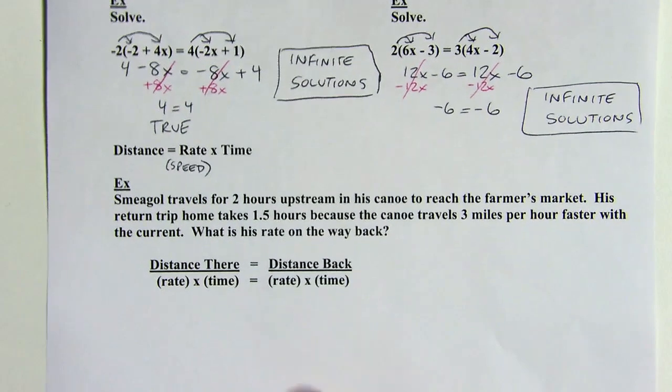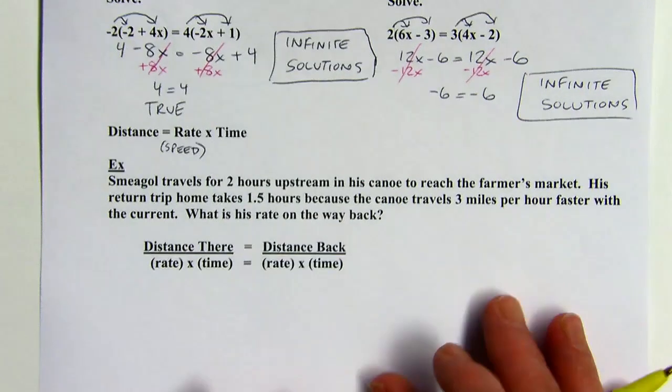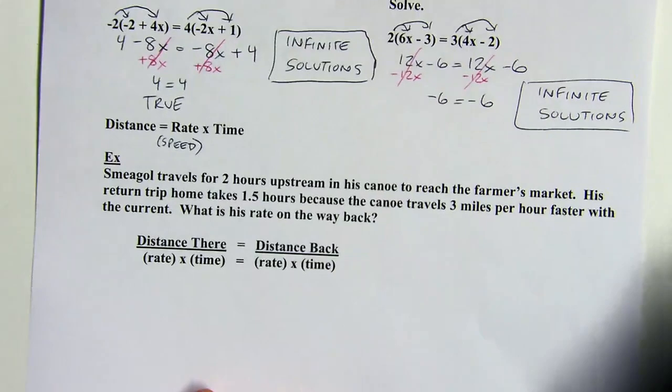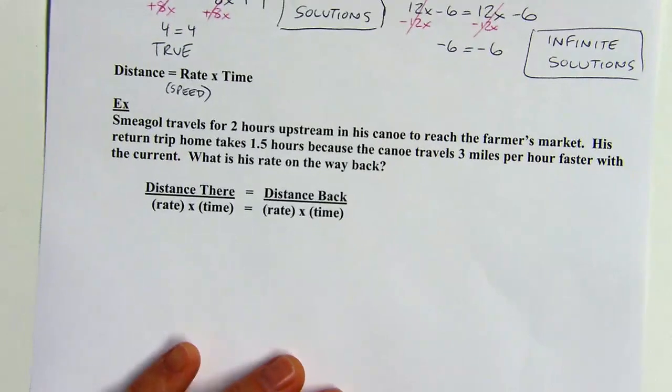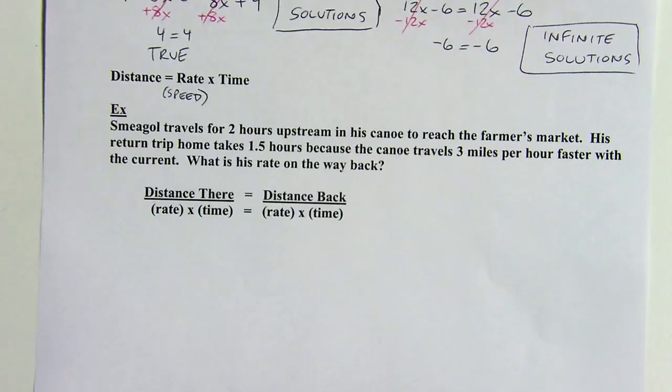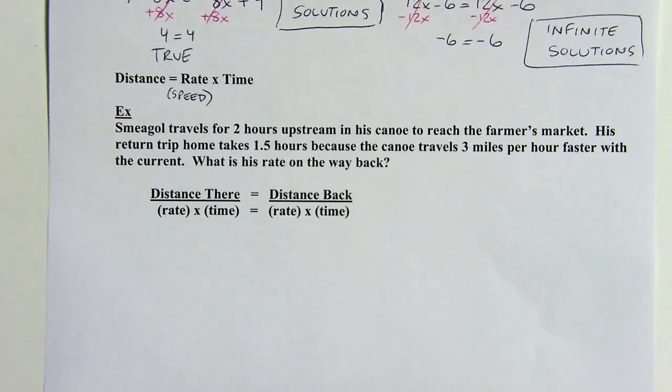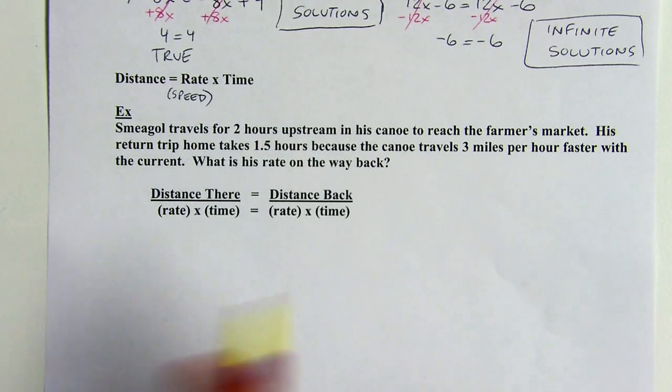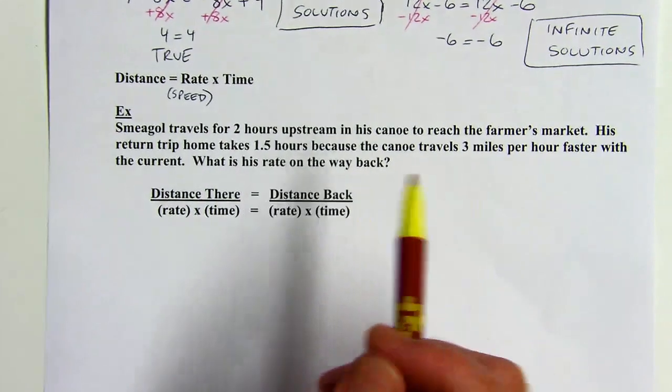All right, so with that in mind, let's take a look at this problem. Smeagol travels 2 hours upstream in his canoe to reach the farmer's market. His return trip home takes 1.5 hours because the canoe travels 3 miles an hour faster with the current. And then we want to figure out what the rate is on his way back.